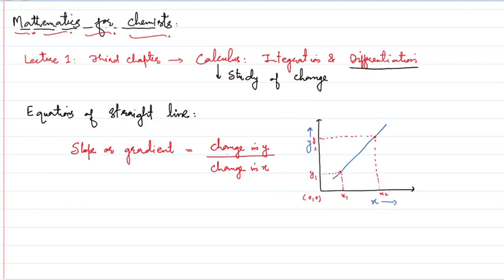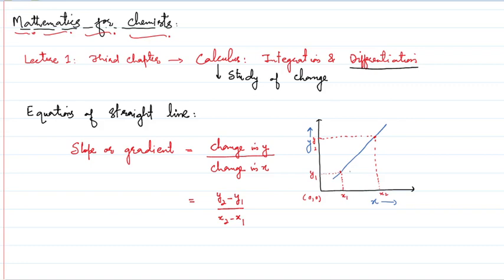So how to find this slope? You simply write the change in y. What is change in y? y2 minus y1, upon x2 minus x1. Or you can find the tangent, that means tan theta, if a different type of curve is given. Okay, so suppose we will take a simple example.